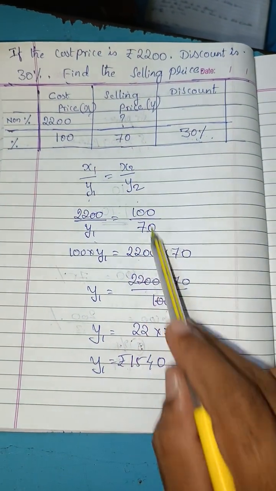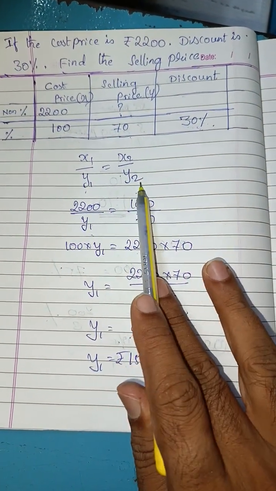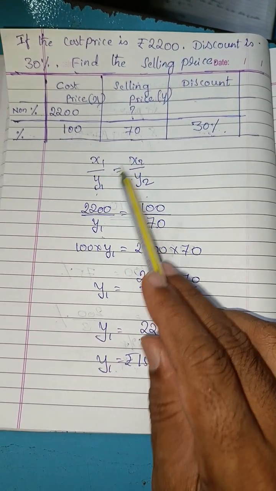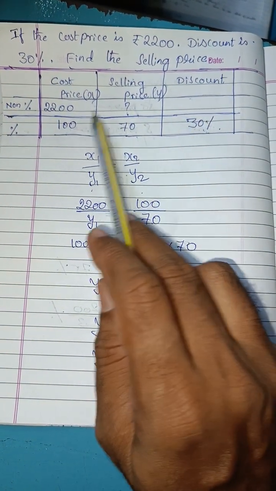So this is another way where we are using the direct proportion relation to find out the selling price. The same relation you can use even to calculate cost price or discount or anything.